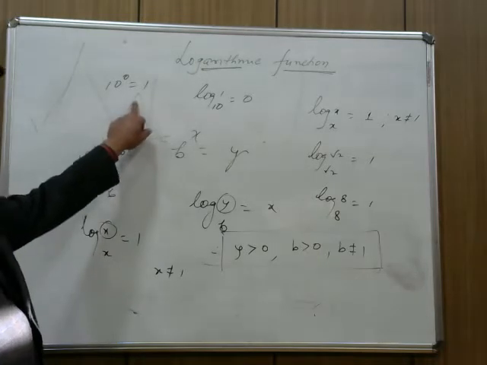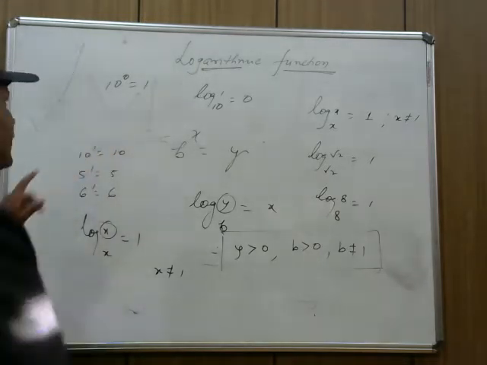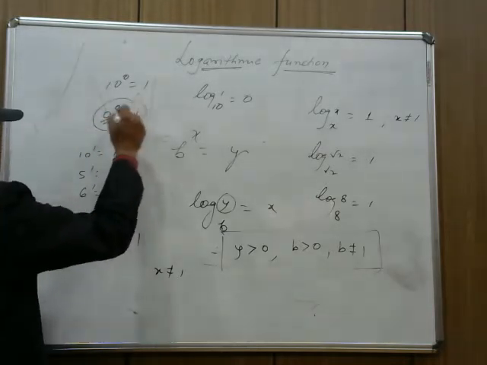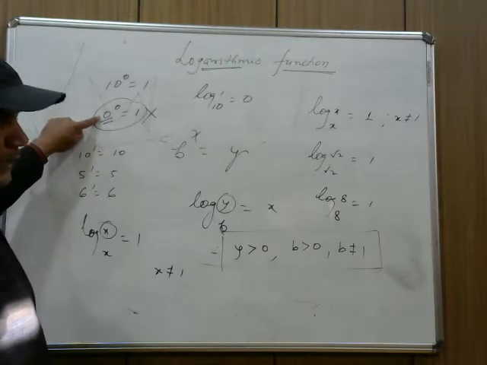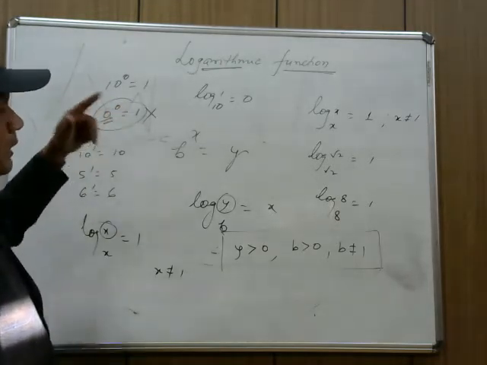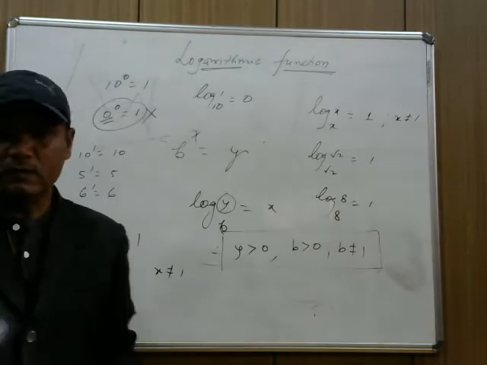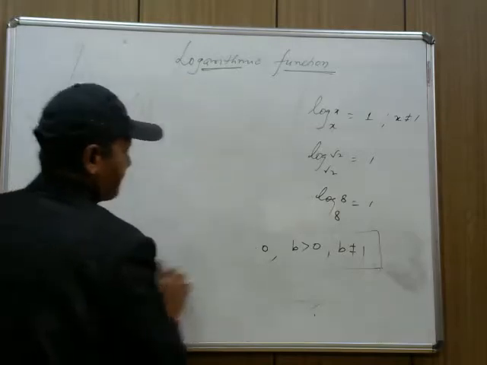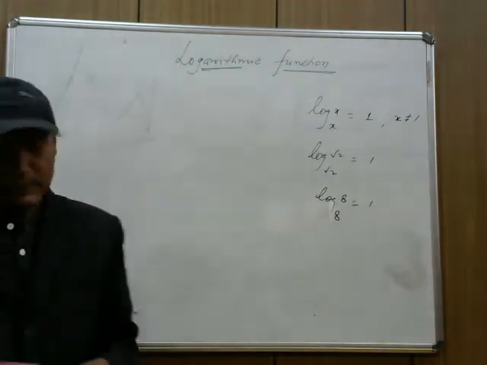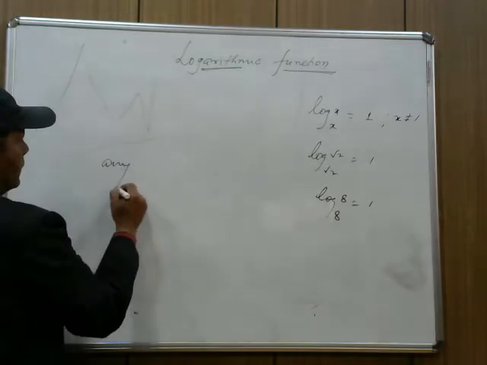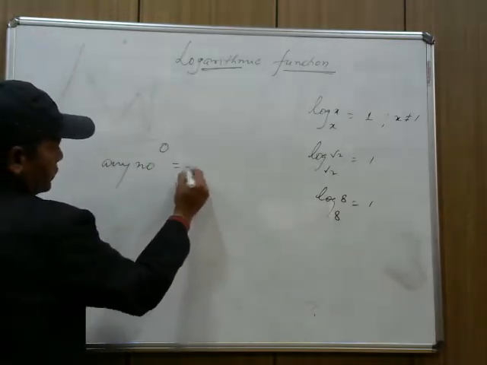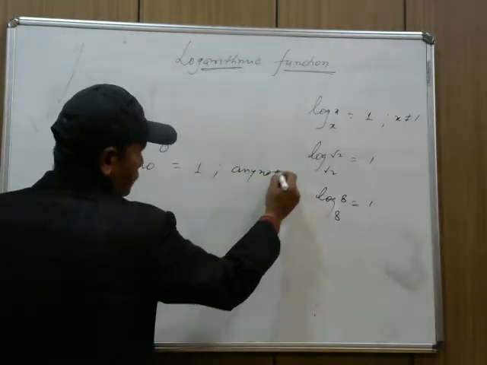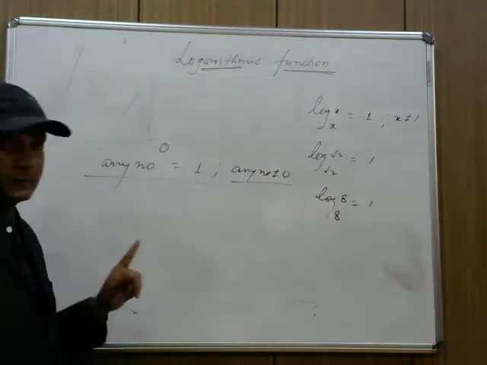And this is true for any number, because you know that any number raised to the power 0 is equal to 1 provided it is not 0 itself. Except 0, any number raised to the power 0 is equal to 1. Any number raised to the power 0 is equal to 1 provided that the number is not equal to 0. This is the correct system, right?